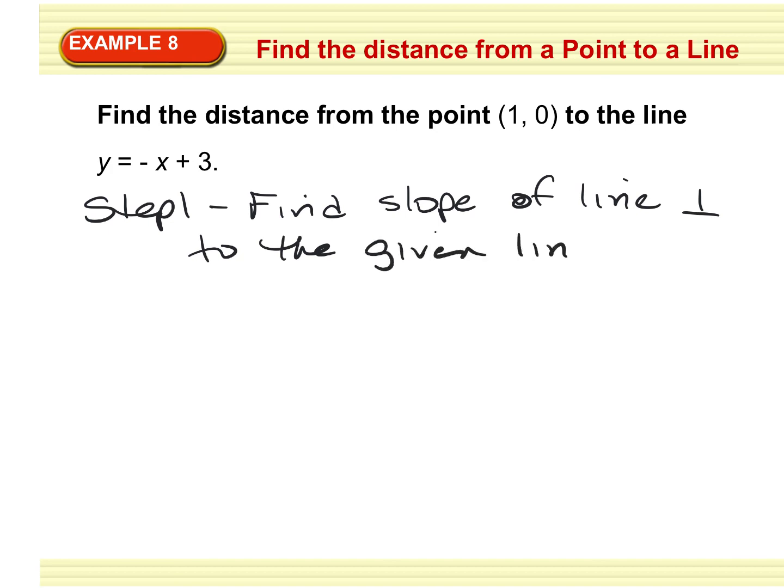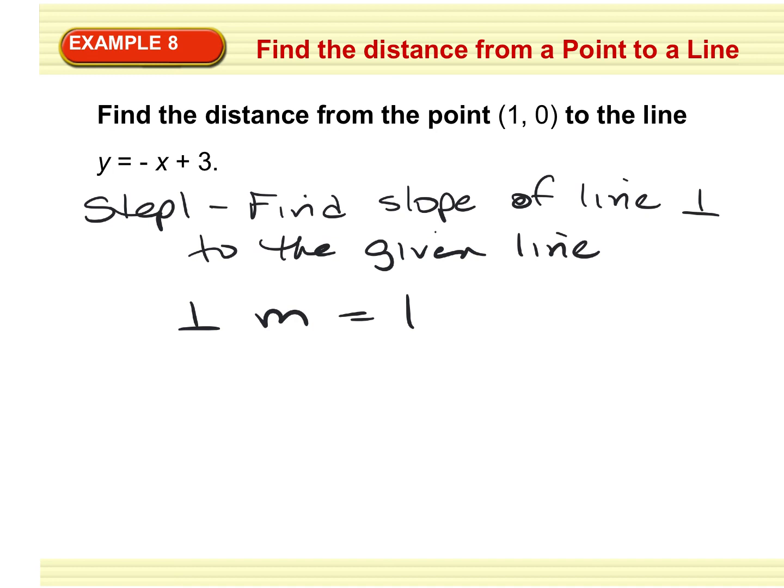And my given line is the y equals negative x plus 3. So a slope that is perpendicular, so the perpendicular slope is going to equal positive 1. Because opposite of negative 1 is positive 1, and then the reciprocal of 1 is just 1.